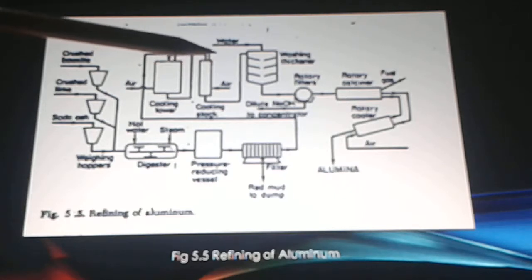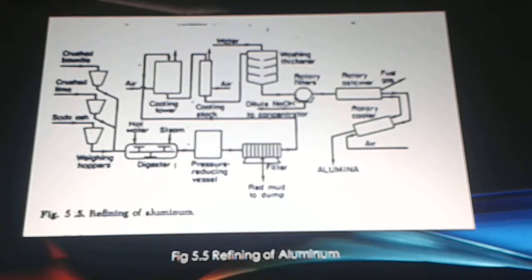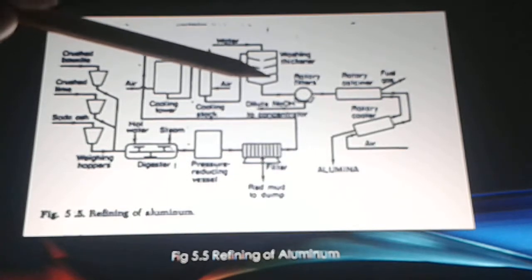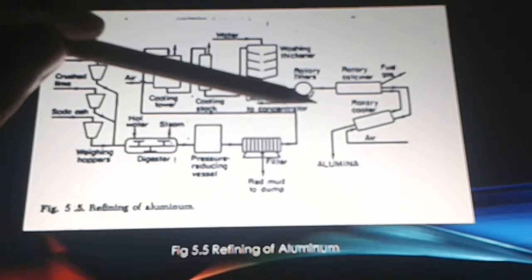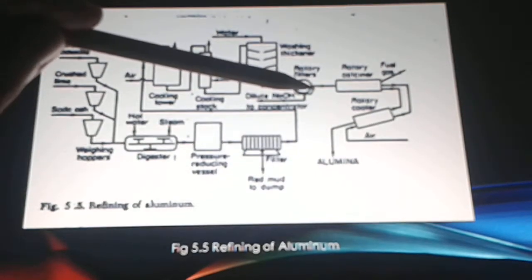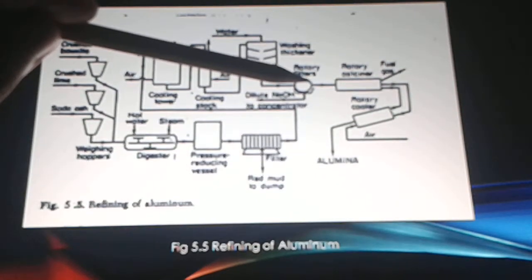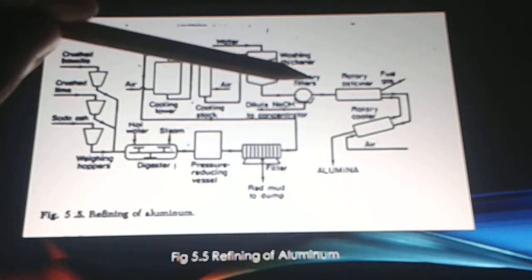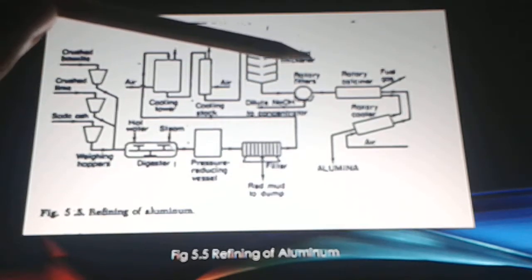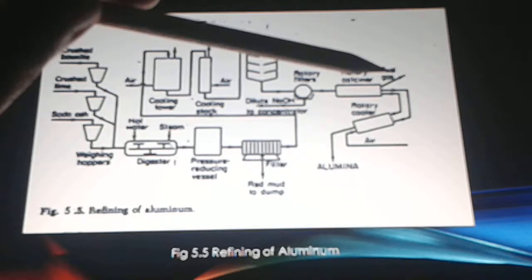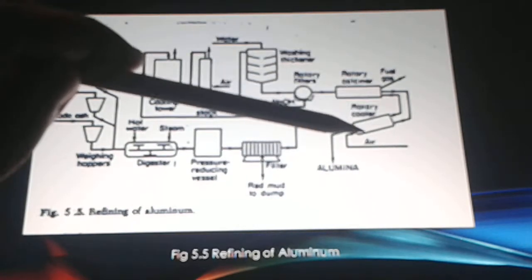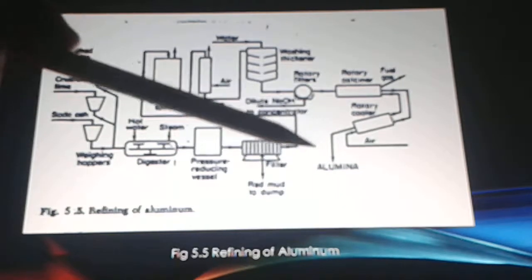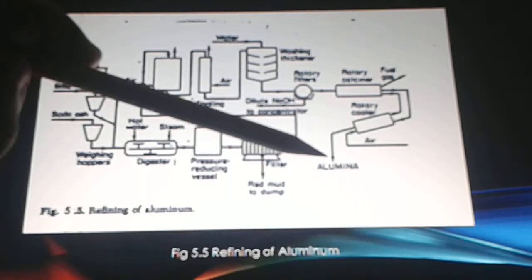The precipitate is filtered from the liquor and washed in the washing thickener. Then, the aluminum hydroxide is calcined by heating to 980 degrees Celsius in the rotary kiln and into the rotary container. The alumina is cooled in a rotary cooler and finally giving off alumina as the byproduct.